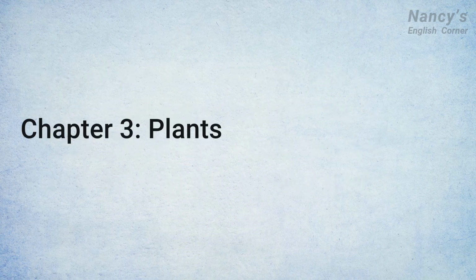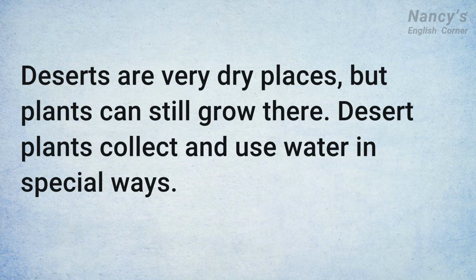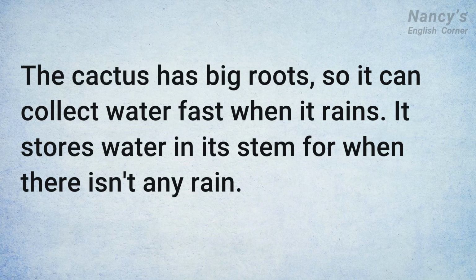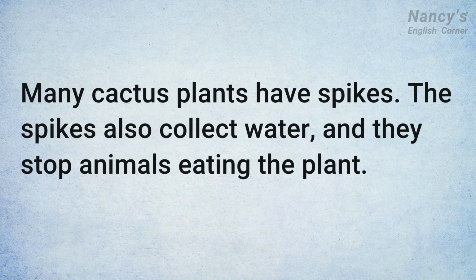Chapter 3. Plants. Deserts are very dry places, but plants can still grow there. Desert plants collect and use water in special ways. The cactus has big roots, so it can collect water fast when it rains. It stores water in its stem for when there isn't any rain. Many cactus plants have spikes. The spikes also collect water, and they stop animals eating the plant.